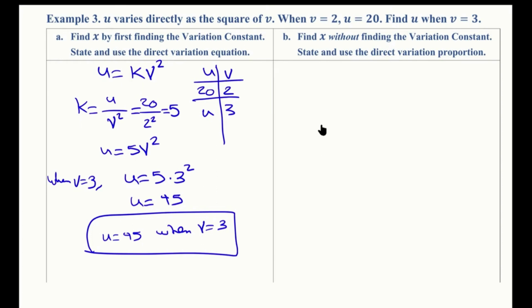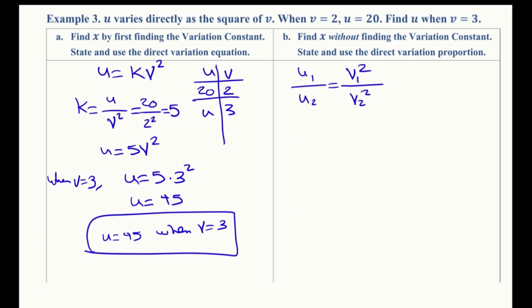Remember, we're going to set up our proportion first. But to set up our proportion properly, we need to look not at the table, we need to look at the equation, right? So we're going to have u1 is to u2 as, if this were just v, we would have said v1 over v2, right? But it's v squared. So can you guess what we're going to write? You should pause the video and guess and then come back. Okay, so I think you guessed it, v1 squared over v2 squared.